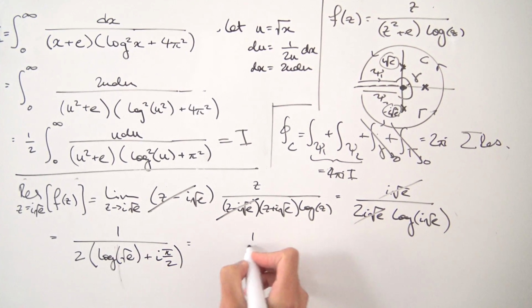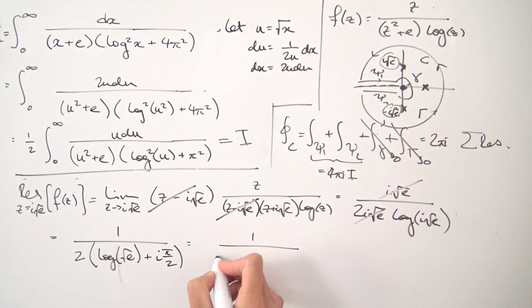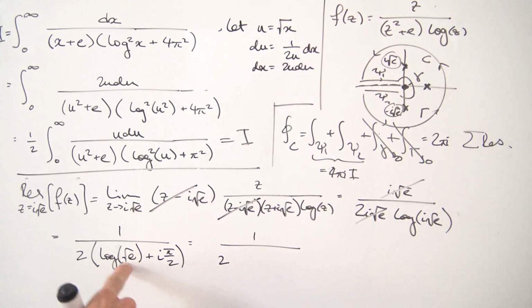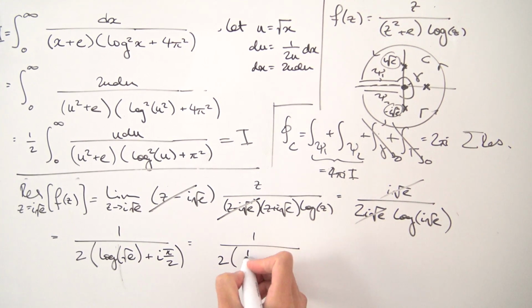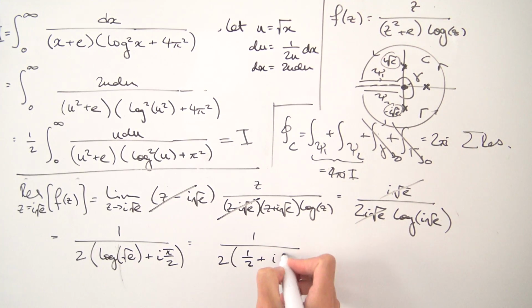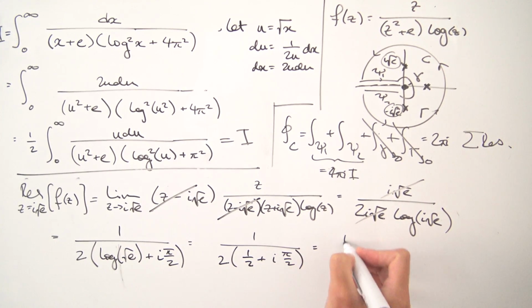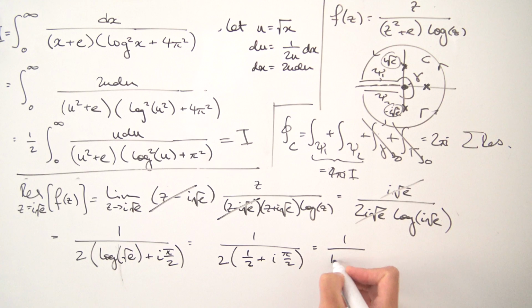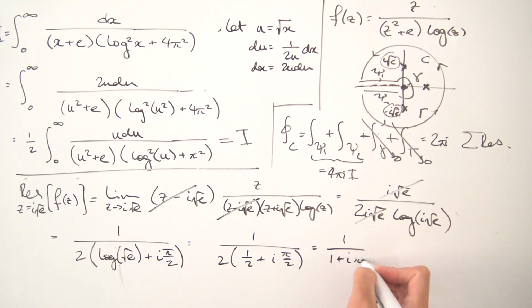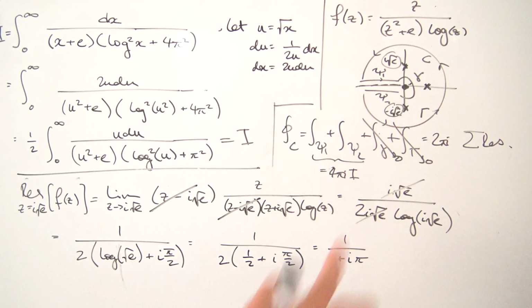So this is equal to 1 over, we have 2. We can bring the square root down, so that's going to be 1/2 log of e, but log of e is 1, so that's overall going to be 1/2. And then we have plus i pi over 2. And if you just distribute everything, you're going to end up with 1 over 1 plus just i times pi. So that is the residue at this upper pole here.